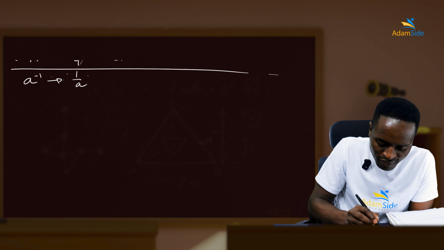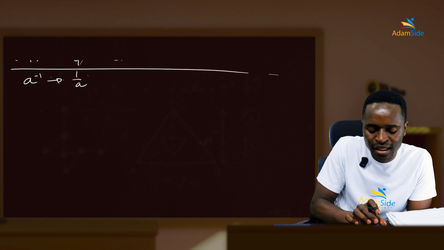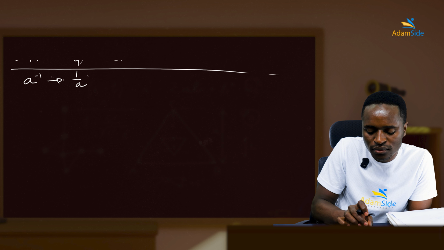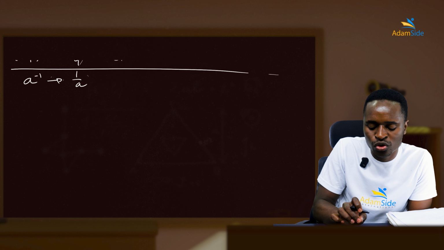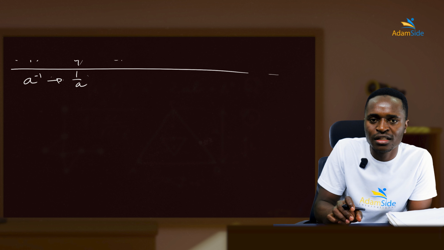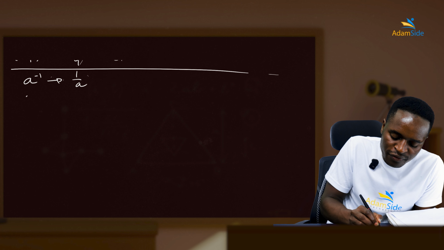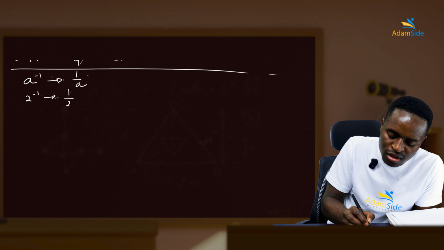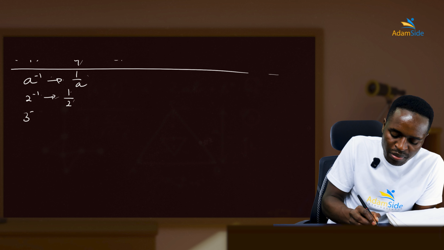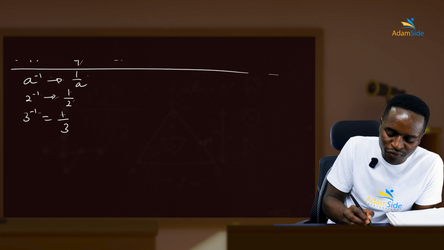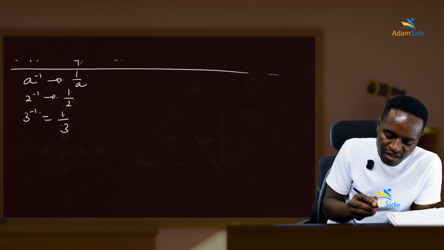So if you take the inverse of a number times the number, you should be able to get 1. They simplify themselves to get 1. So in that case, let's say for example, you have 2 power negative 1. It's the same as the fraction of the number, 1 over 2. So if you have 3 power negative 1, it is the same as 1 out of 3. That's it.